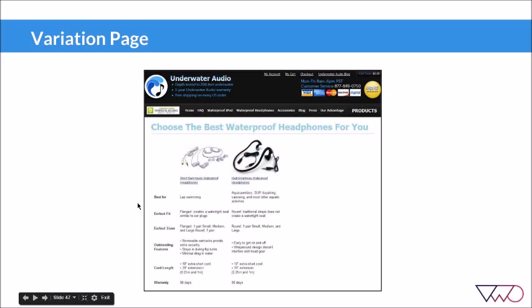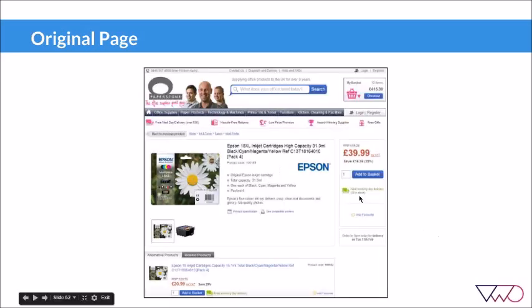So here's their variation page. Completely cleaned out everything, removed, focused the entire page on just the most important information of their products, and arranged it in very easy to understand language. So for example, for best for lap swimming, aqua aerobics, their earbud fit, the outstanding features, which is I think something that would be very interesting for most visitors. What is it that is really outstanding about this product?